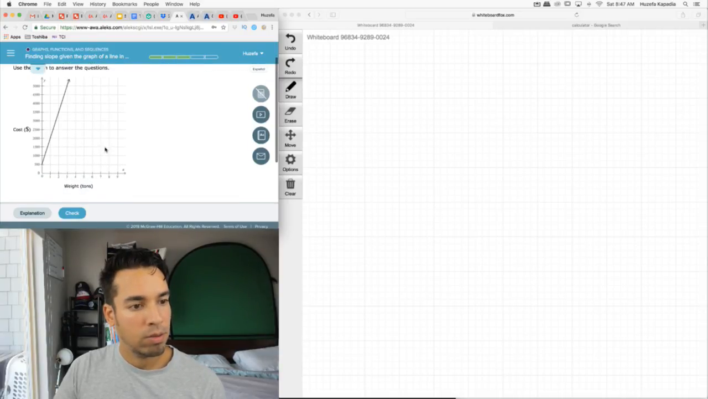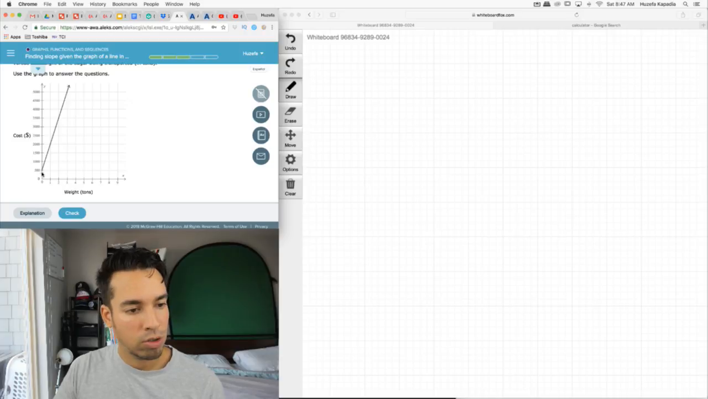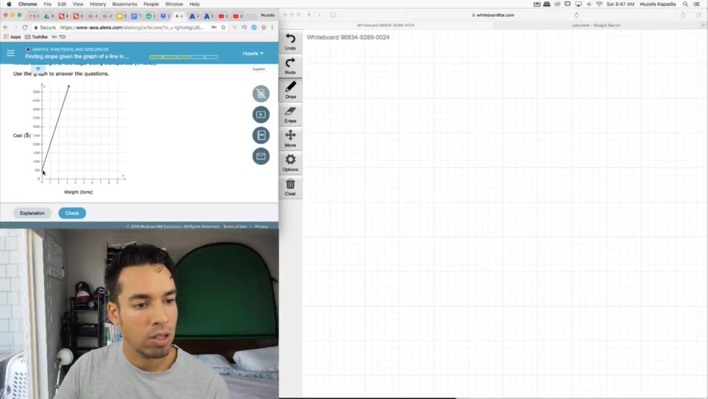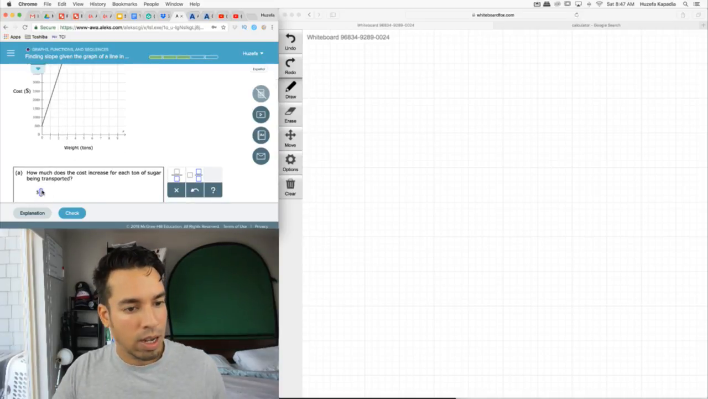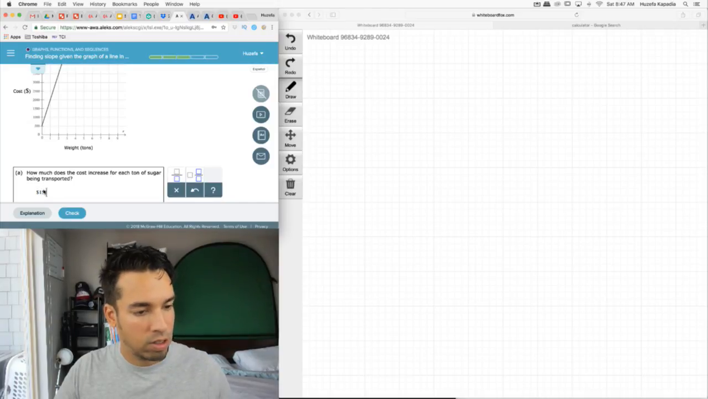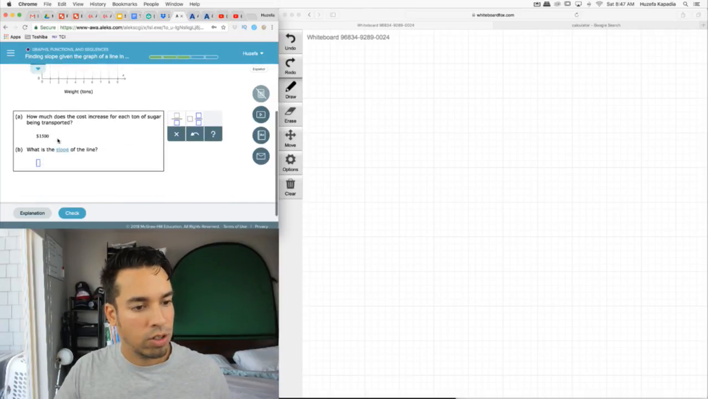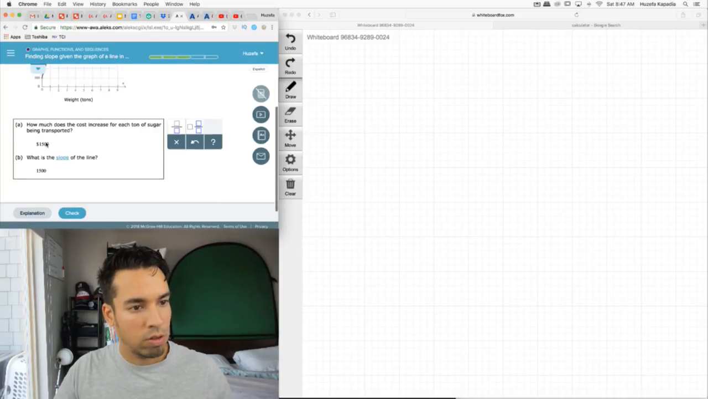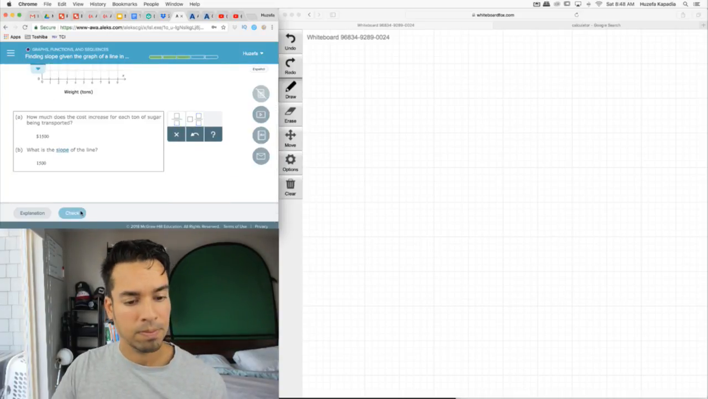Last but not least, we have weight, and this is the cost associated with the weight. No matter what, we're paying $500. At 1 ton, we're paying $2,000. At 2 tons, we're paying $3,500. So I can tell from this, jumping from 1 to 2, that's a change of 1 ton, we're going up by 1,500. Same thing, from 2 to 3, we're increasing by 1,500, right? So how much does the cost increase for each ton? 1,500, right? And then what is the slope? 1,500 divided by 1. It's the same thing.